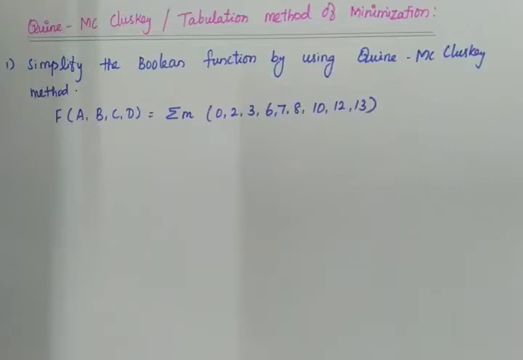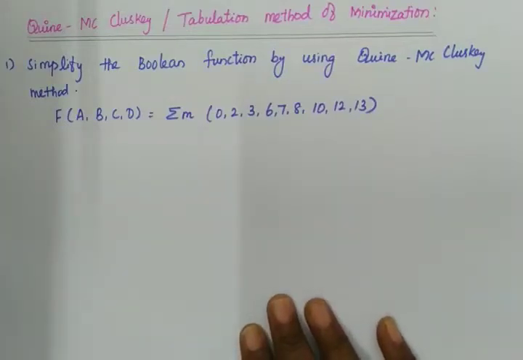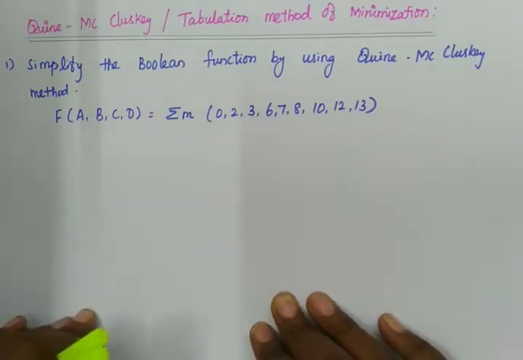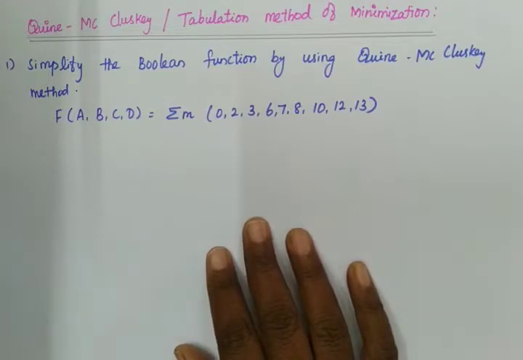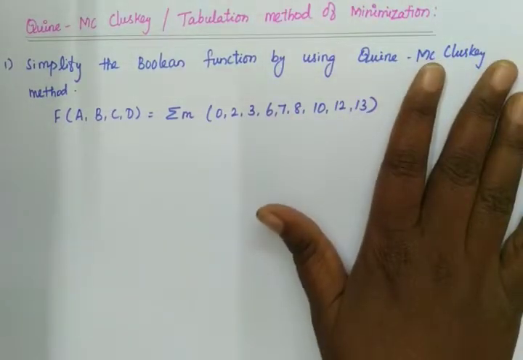Good morning. Today we will see about this Quine-McCluskey or tabulation method of minimization. Previously we have seen the K-map minimization method. The limitation of the K-map is that if the variables exceed 5-bit or 6-bit, it is very difficult to solve using the K-map method. That's why we are going for this Quine-McCluskey method, or tabulation method of minimization.